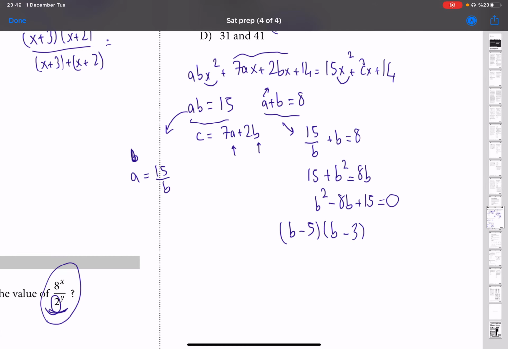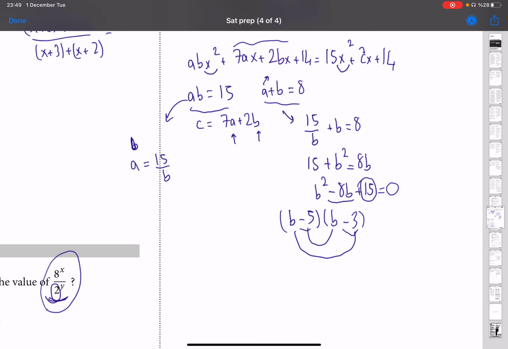How did I write this? I think in this way: minus 5 times minus 3 is plus 15, and minus 5b minus 3b is minus 8b. Okay, so I know that in this equation both b equals 3 and b equals 5 give me the correct answer.